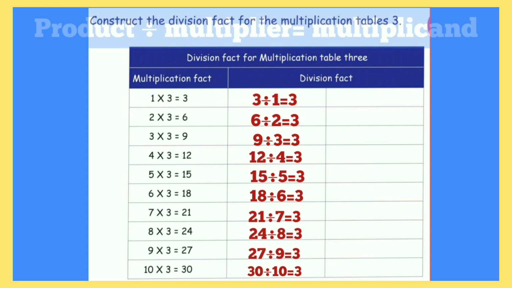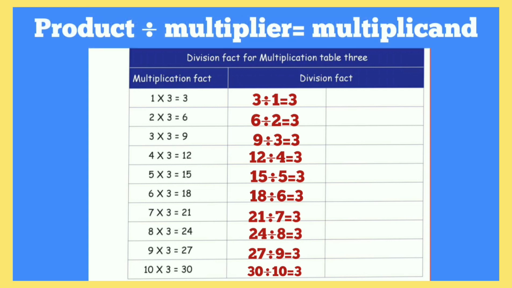So, product divided by multiplier equal to multiplicand. First, 3 is the product. 3 is the multiplier. 1 is the multiplicand. So, the division fact is 3 divided by 3 equal to 1. Next, 6 is the product. 3 is the multiplier. 2 is the multiplicand. So, the division fact is 6 divided by 3 equal to 2.